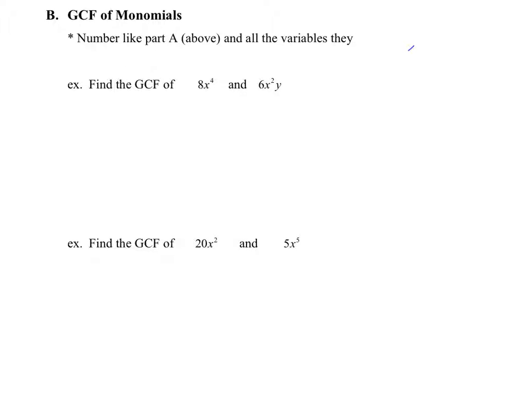Greatest common factor of monomials. So monomials are going to be things like this, or that. Basically, you have one clump. You never have an addition or subtraction, because addition and subtraction would separate two terms from each other, and suddenly it's a binomial or some kind of polynomial. Good?